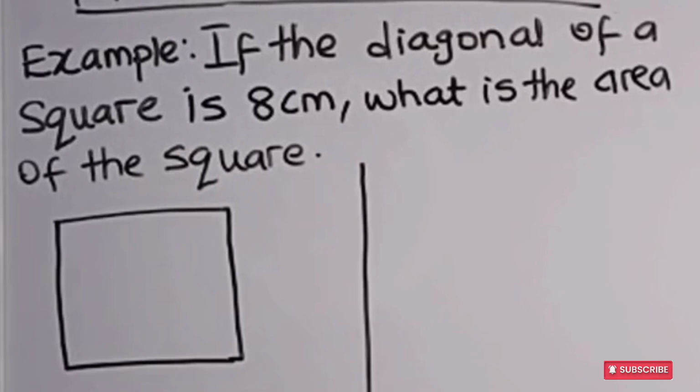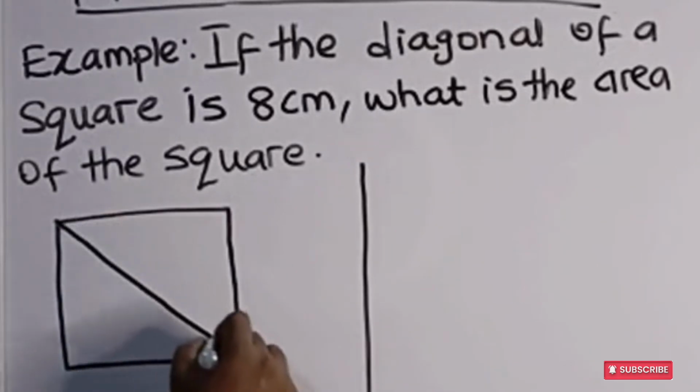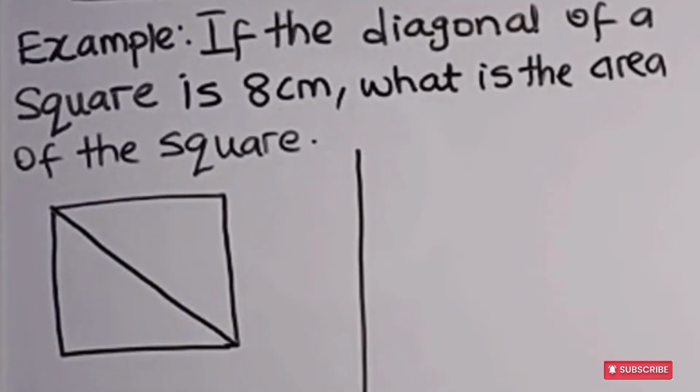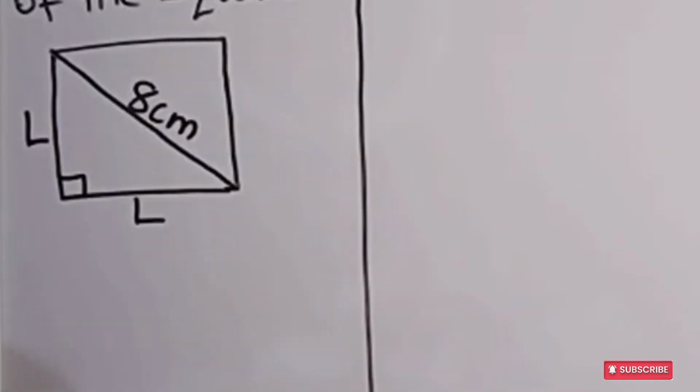So the diagonal is a line drawn from one angle to the opposite angle. So if you draw a line like this, it is a diagonal. We are told that this diagonal line is 8 centimeters. And we know that each of the angles of a square is 90 degrees. That means here is 90 degrees. We also know that for us to find the area of a square, we need to know the length, because these two sides are the same, so we can call both of them length. So let's put here as L, here as L.